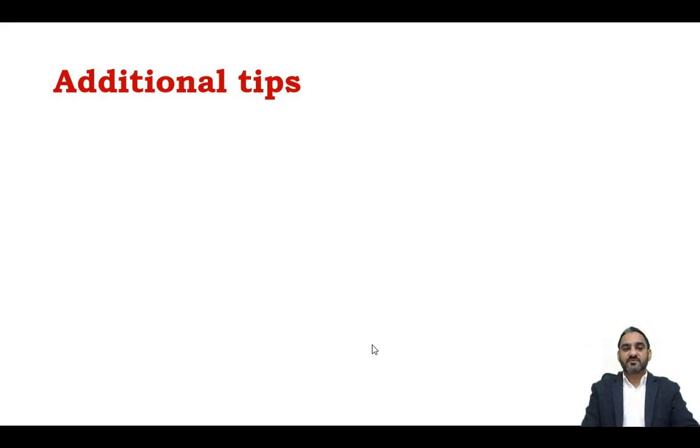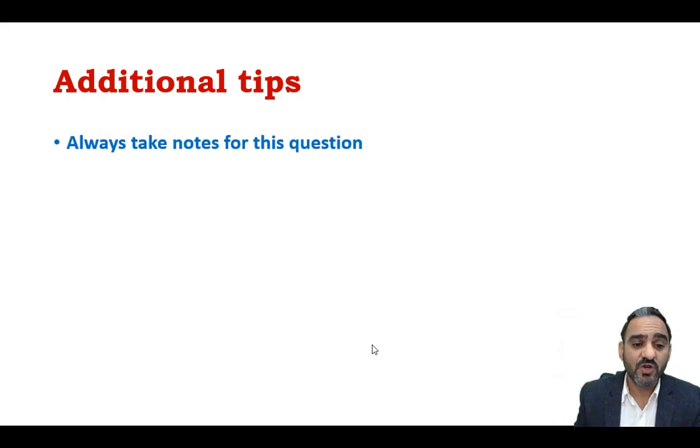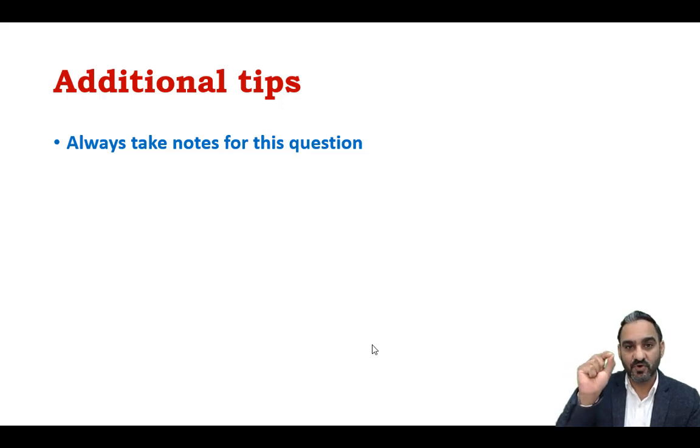Now some additional tips before we close it off. Always take notes for this question. In this particular question, you get the scores for pretty much every single word that you're writing. So it is important that you don't want to miss the, that, of, for in between somewhere or replace it. So always take notes, and take notes using the effective method of doing it.